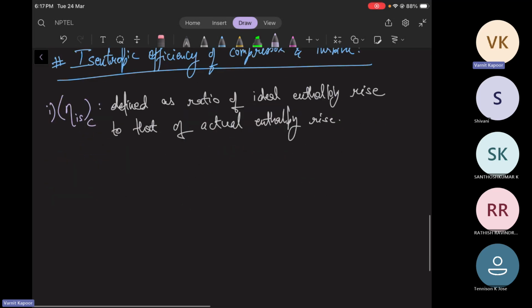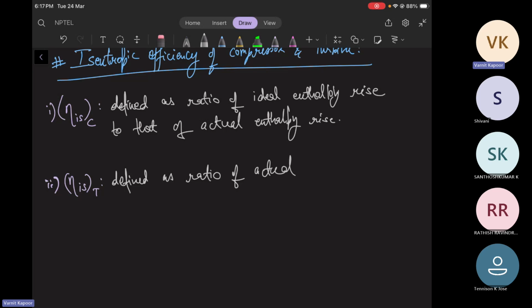And what is the isentropic efficiency of a turbine? It is defined as the ratio of actual enthalpy drop to that of ideal enthalpy drop.